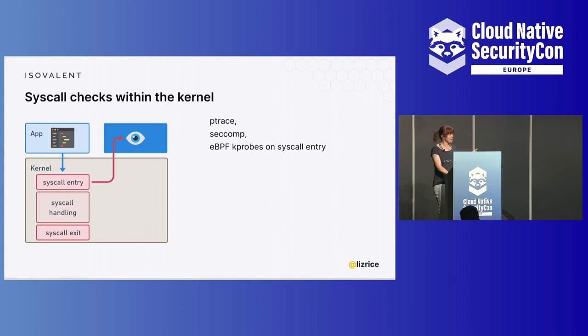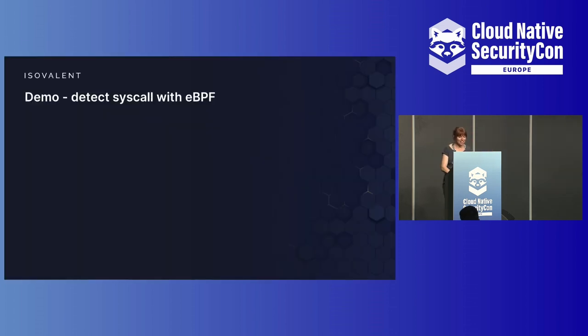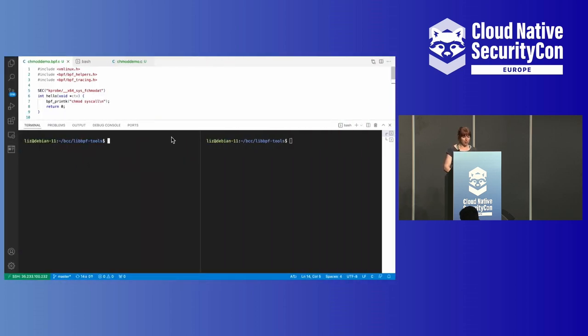Oh, I've just remembered I was supposed to be doing a demo before I go into this. So let's just do detecting a system call with eBPF. This is the simplest of eBPF programs. This is going to run in the kernel. And I'm going to attach this to the system call for changing the permissions mode of a file. I'm using a kprobe. Kprobe is kernel probe. It's attaching to the entry point of this function. And I also have some user space code that loads this function that's not really that important for this demo.